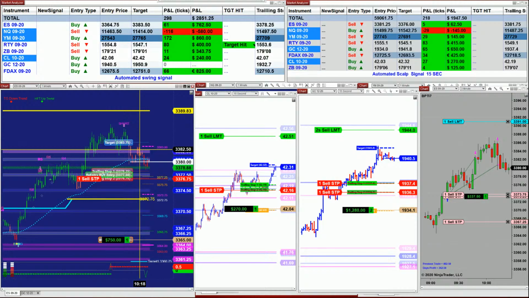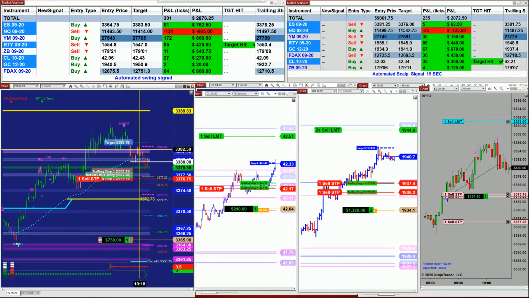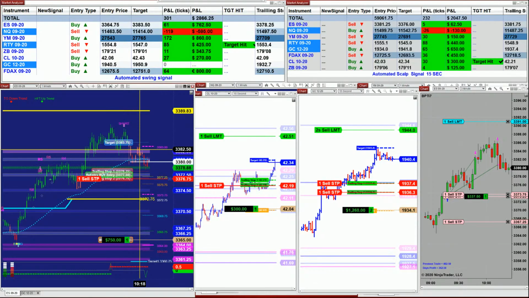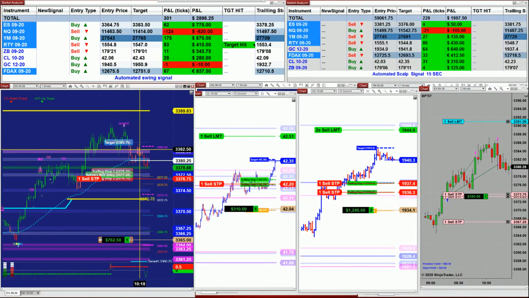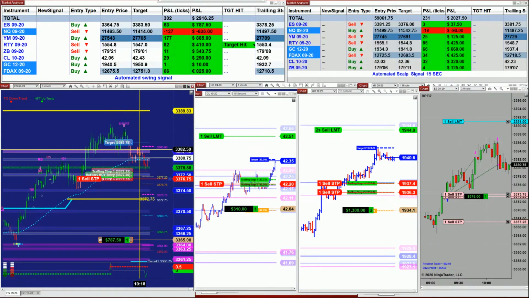So this is a pullback re-entry. There is no short, even when those amateur traders have their indicators pointing short. Their ATRs, their MACDs, everything is short right now. And they go short, and then the market turns around.